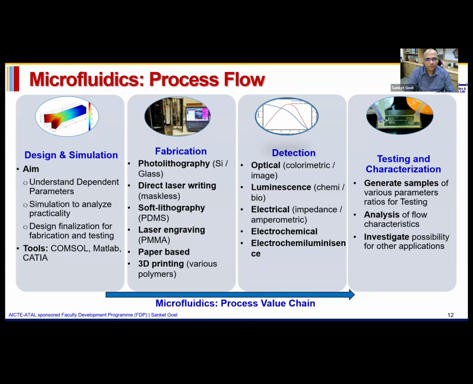And I'll also talk about direct laser writing. I'll also talk about soft lithography, which is predominantly done on polymer. And laser engraving is done on another kind of polymer, especially acrylic-based polymers and paper, and 3D printing. I'll discuss briefly some of these methods.